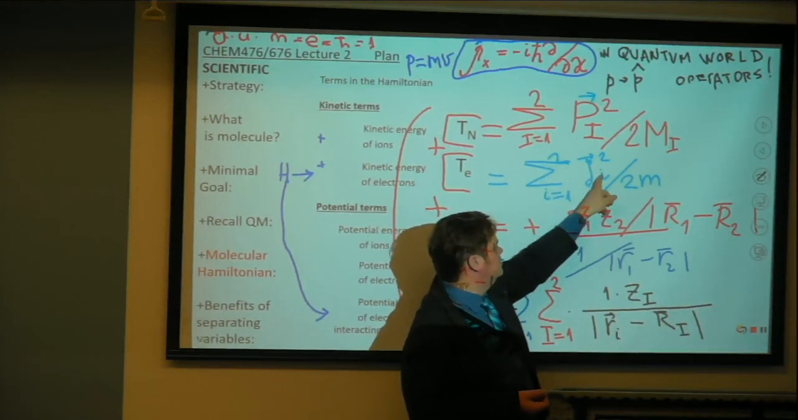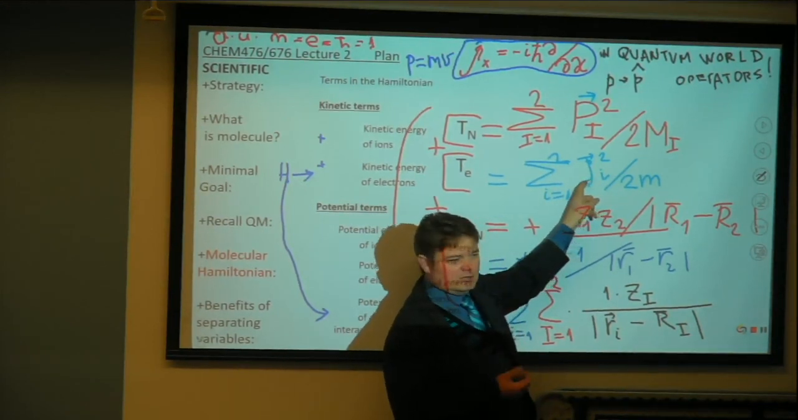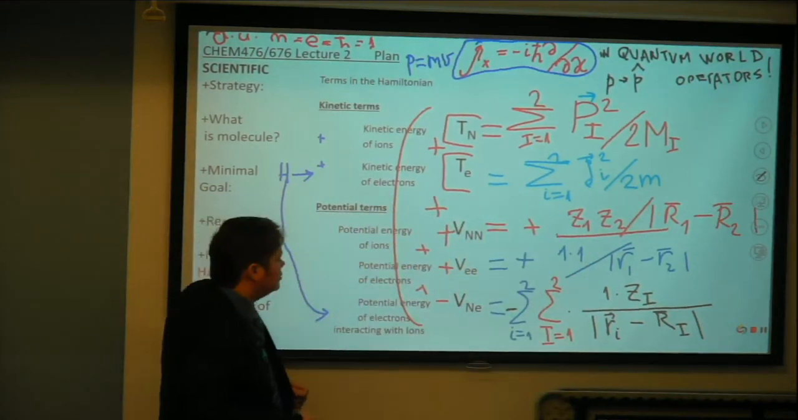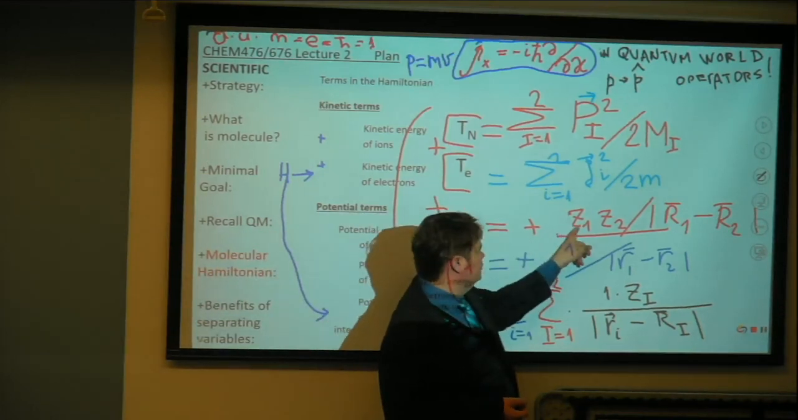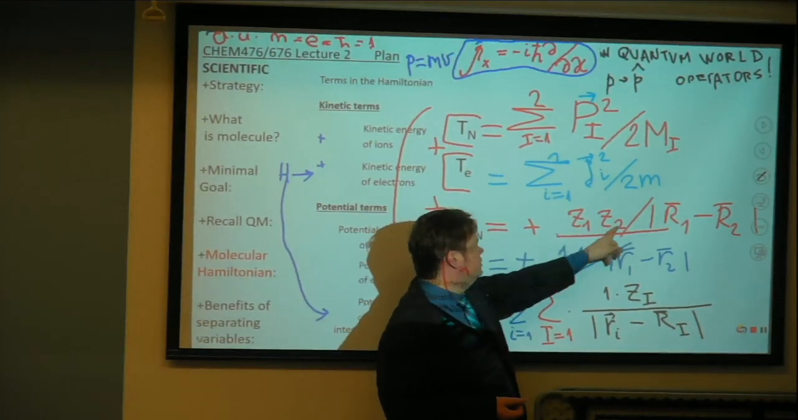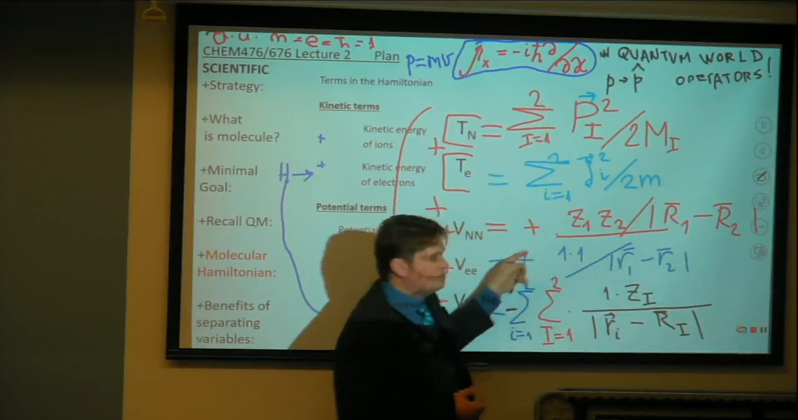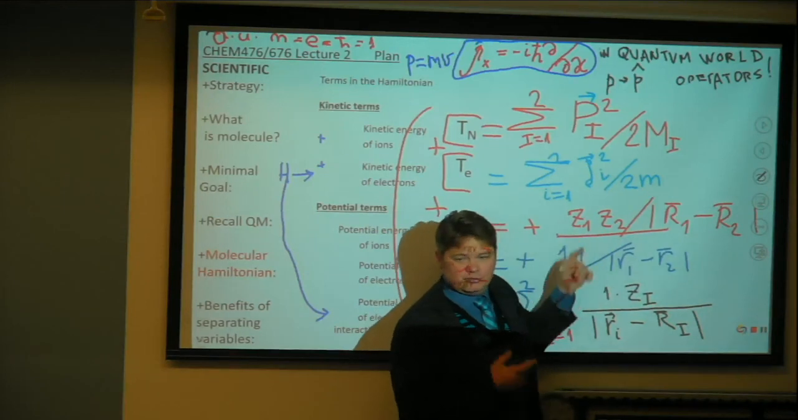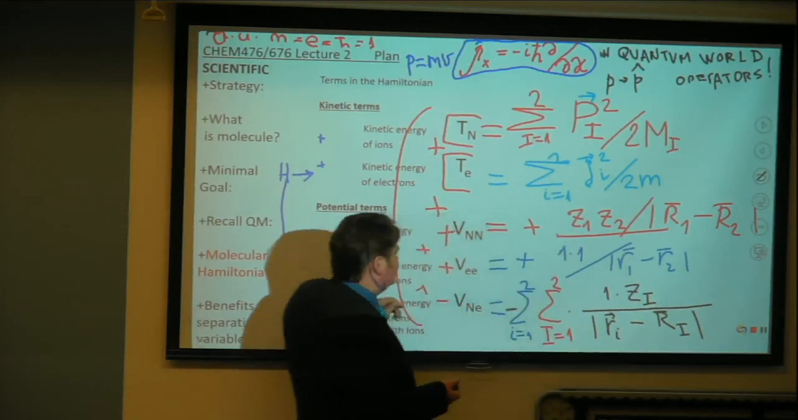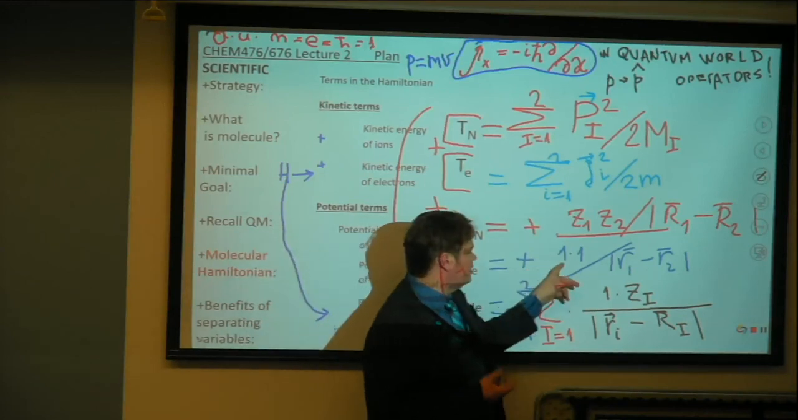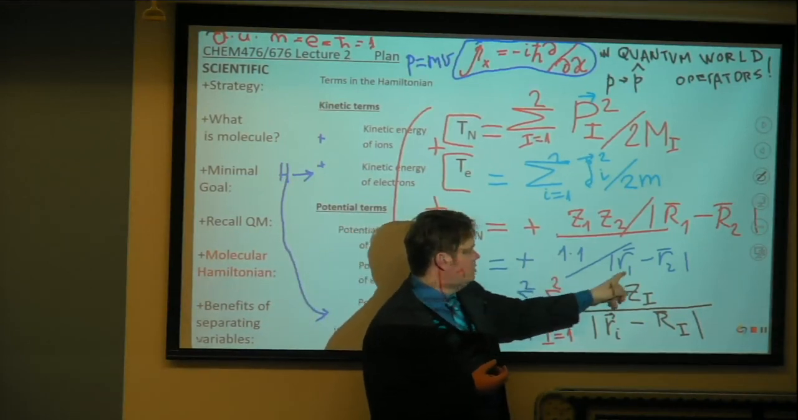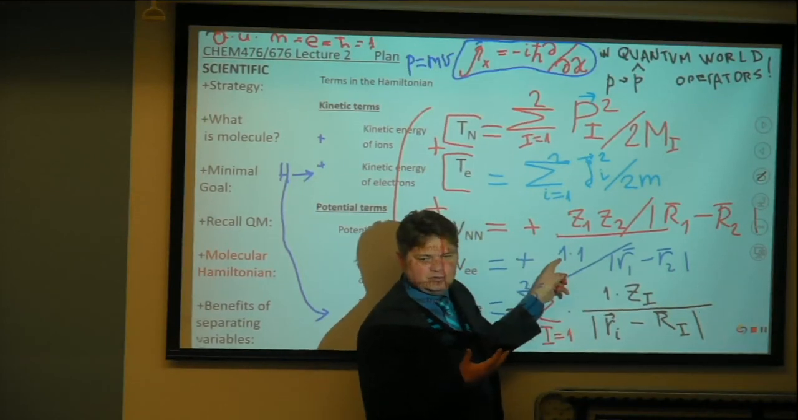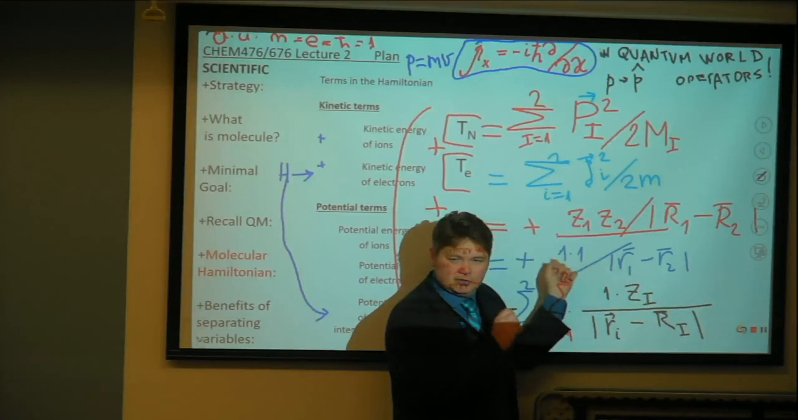Momentum lowercase with index I, lowercase for electron, divided by 2m. For nuclear interaction, charge of nucleus number 1, nucleus number 2, and there is a subtraction. And if there is more than one, one can put indices I and J and make the summation over all groups. Same for electrons. When they are repelling and there are only 2 electrons, it's one term, R lowercase 1 minus R lowercase 2. But if there are more than that, one puts indices I, J, and makes the summation.